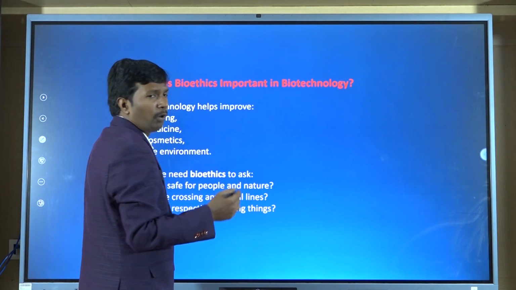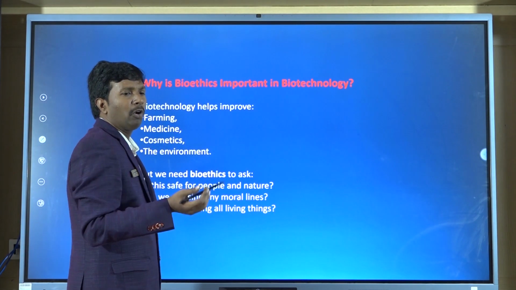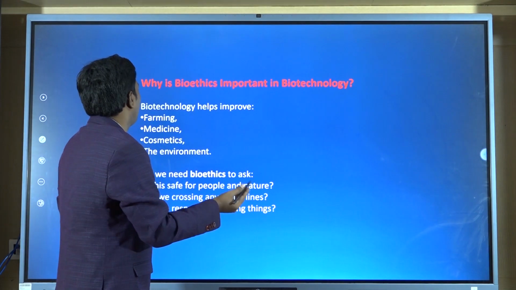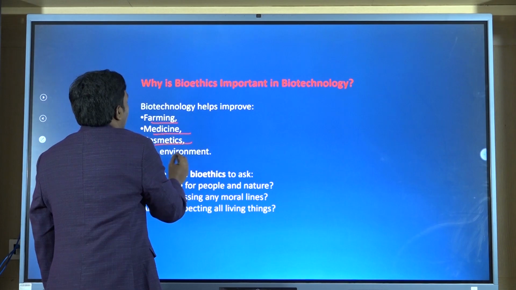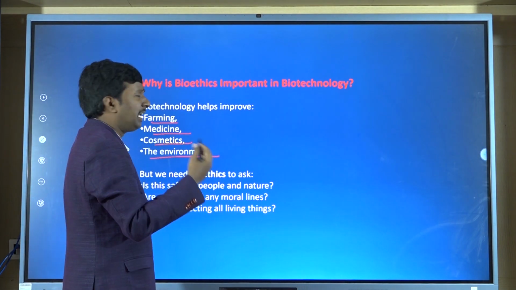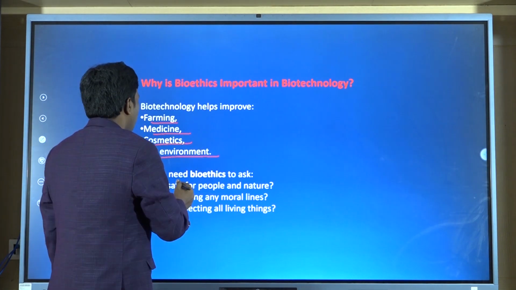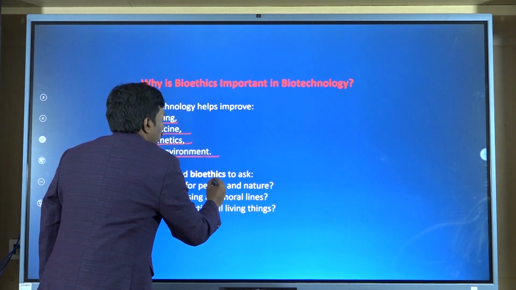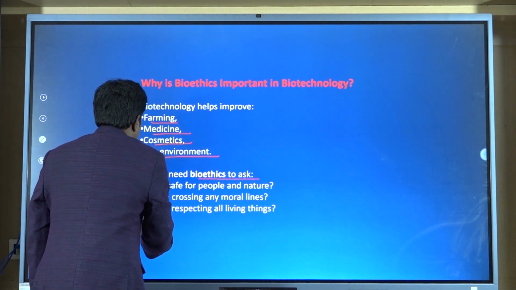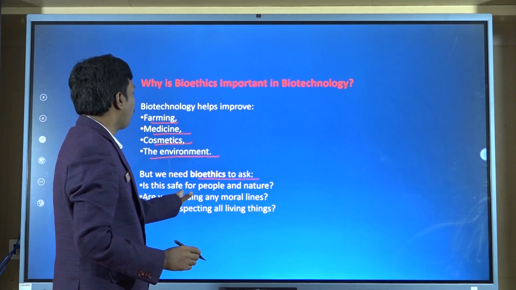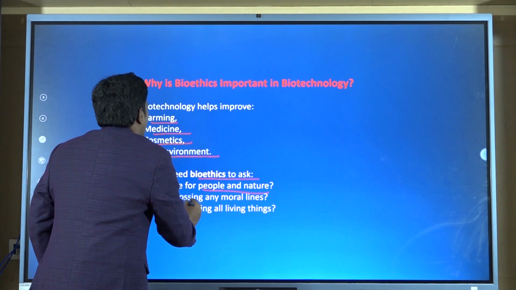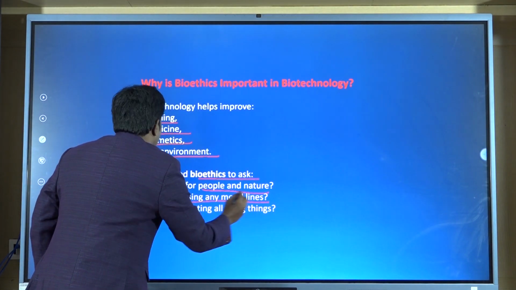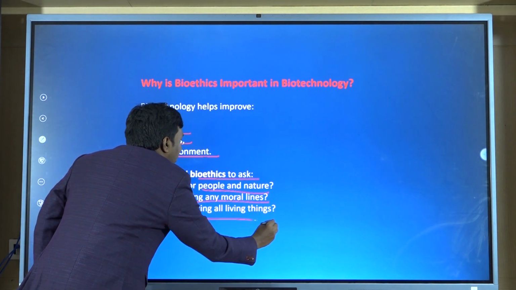Why is bioethics important in biotechnology? We know, right, how biotechnology helps to improve the farming area, medical area, cosmetics area, and the environment. So biotechnology helps us to improve all these areas. But we need bioethics to ask all these questions, like: is it safe for people and nature, are we crossing any moral lines, are we respecting all living things?